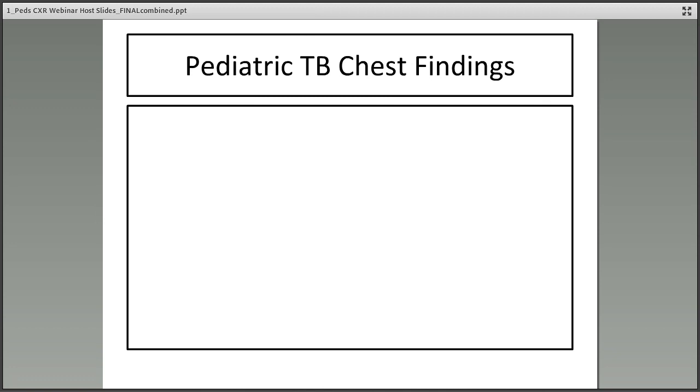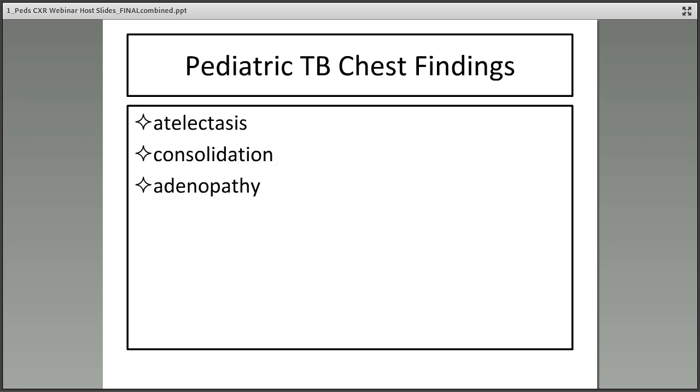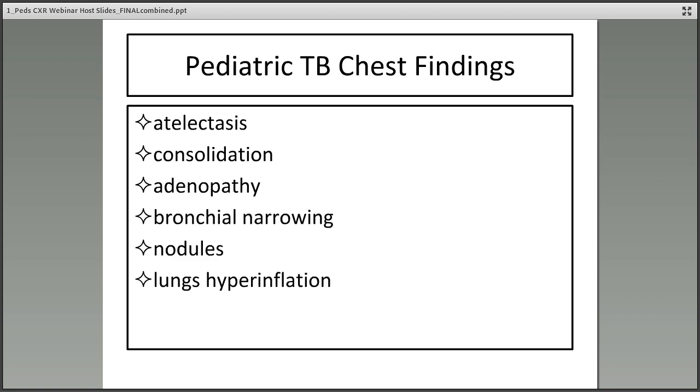Now let's proceed with abnormal TB chest findings or radiographic findings in the child. The common findings on a chest radiograph in a child with regard to infection or tuberculosis are atelectasis, consolidation, and adenopathy. Those are the three common findings. The next three common findings are bronchial narrowing, nodule, and lung hyperinflation. And pleural effusion is relatively rare.